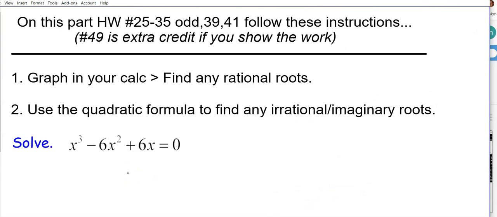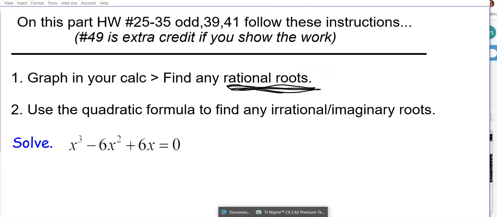Okay, in this part of your homework, by the way, 49 is actually credit if you want to do it. And we'll spend a little bit of time on this. This won't be the only day we do this kind of stuff. So I want you to graph this in your calculator, and find any nice rational roots. Rational roots are nice, like decimals don't go on forever. They terminate. They're usually nice fractions or integers, those kinds of nice roots.